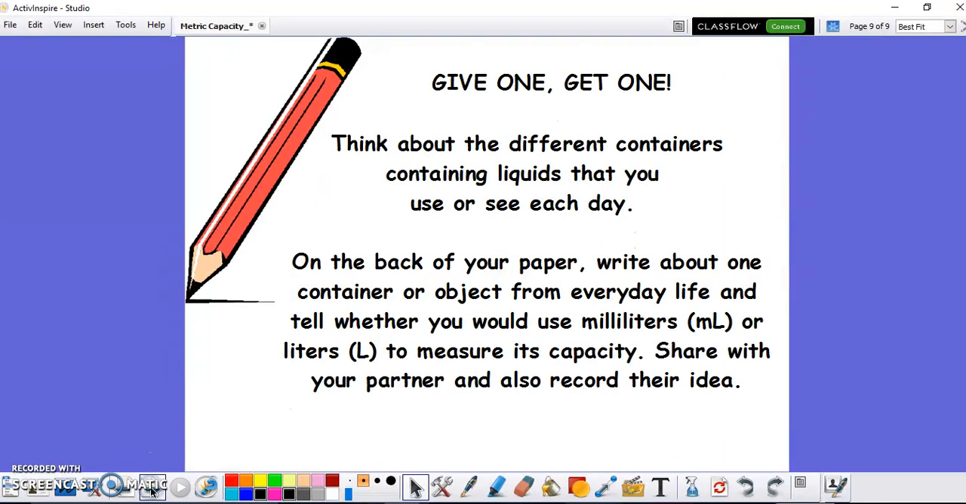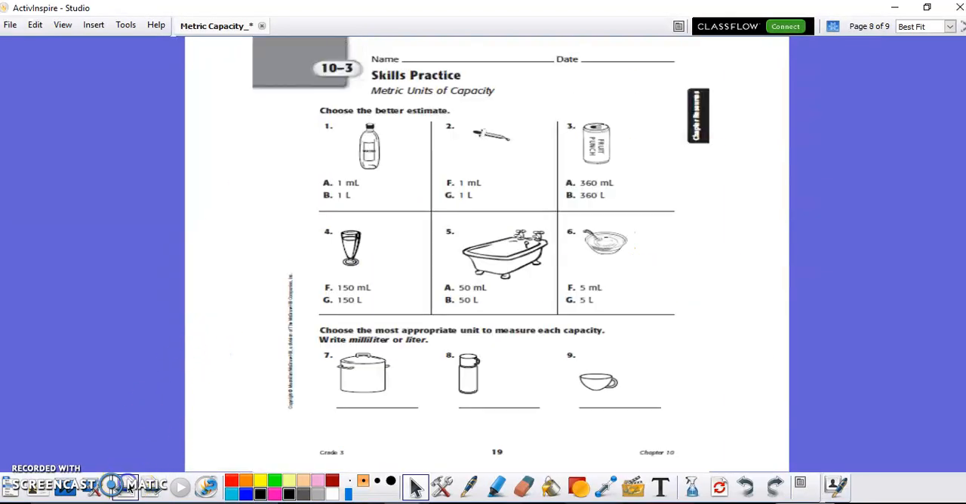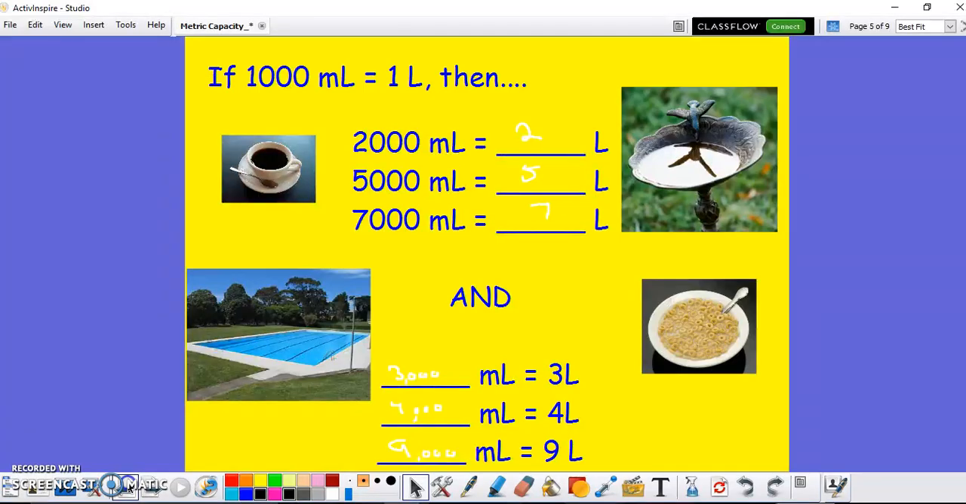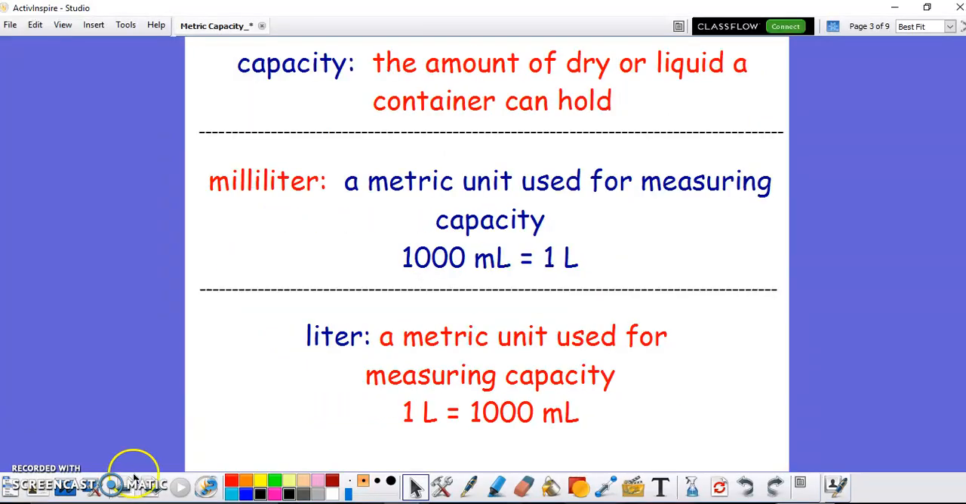So you'll have some opportunities to practice this a little bit more as we continue. But the thing I want you to know, the thing you need to understand, is right here. Milliliters is small. 1,000 milliliters equals 1 liter, and a liter is large because 1 liter is 1,000 milliliters. Thanks. I hope this video helps as you continue to practice on your own.